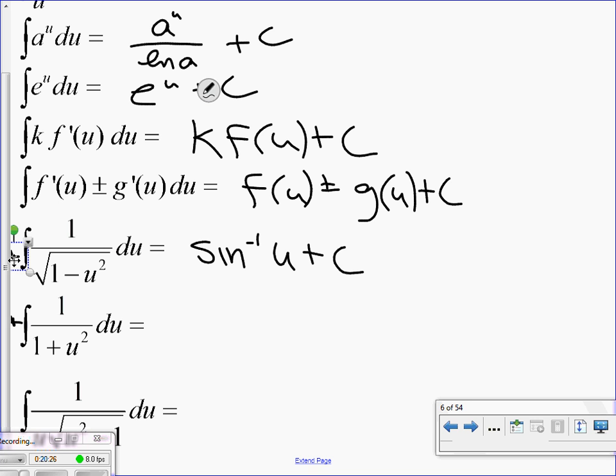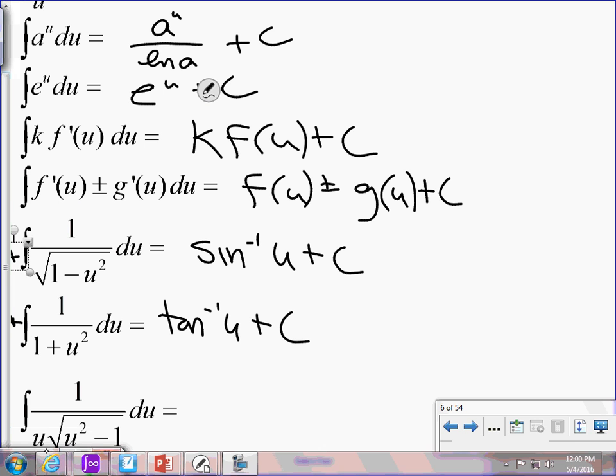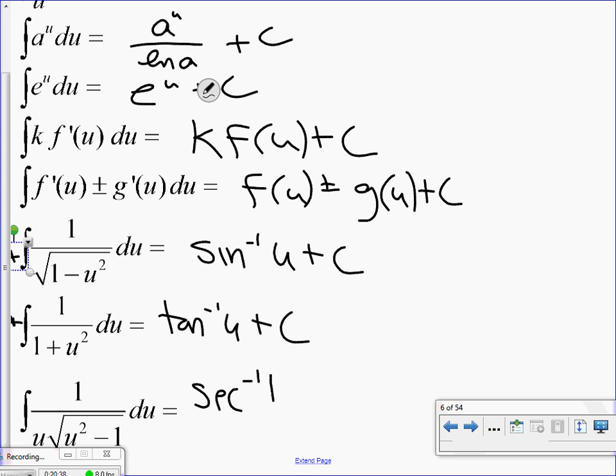What's this one? It's inverse tan. And you gave it away. Oh, there it is. This one is the inverse secant of the absolute value of u plus c. But that one really doesn't show up.